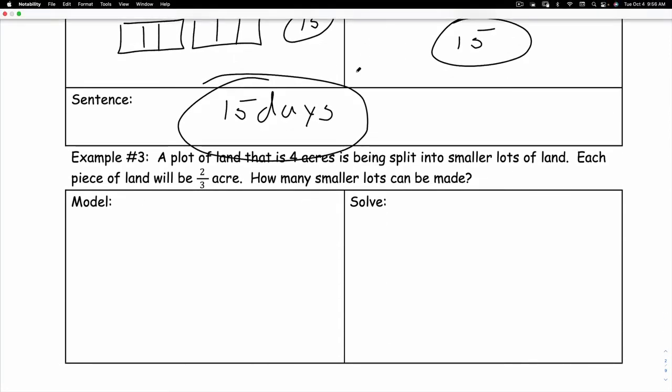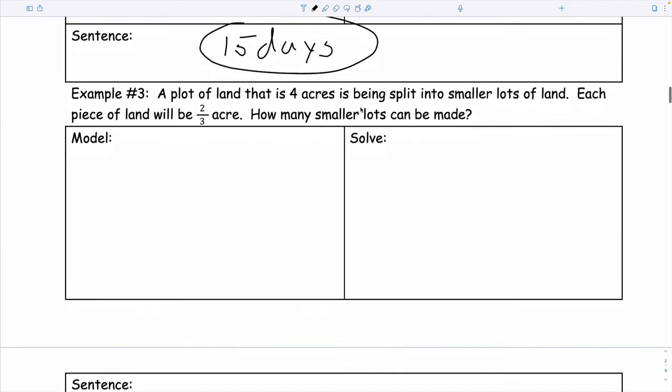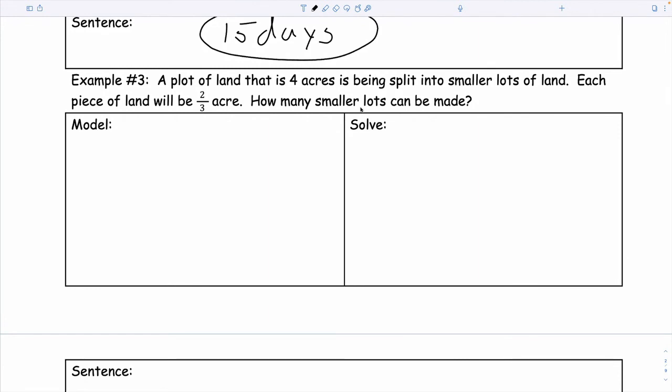Example 3. A plot of land that is 4 acres is being split into smaller lots of land. Each piece of land will be 2/3 of an acre. How many smaller lots can be made? So keywords here, after you circle the numbers, we want to know how many smaller lots. Smaller, if you're ever taking a big number and making it smaller, if you're ever doing that, that's dividing it up. So we're going to divide 4 by 2/3.